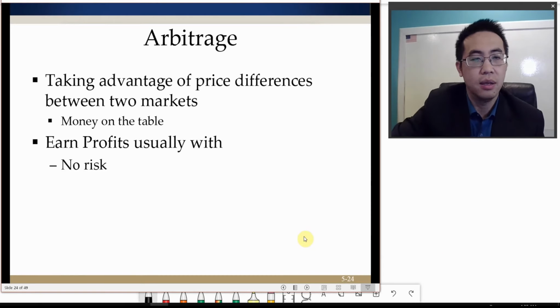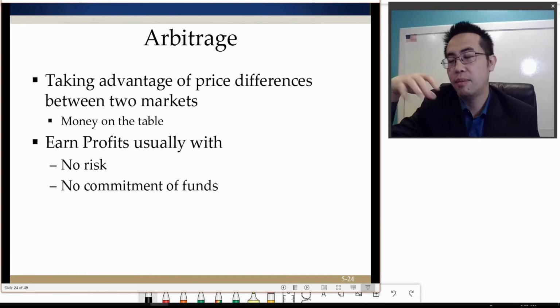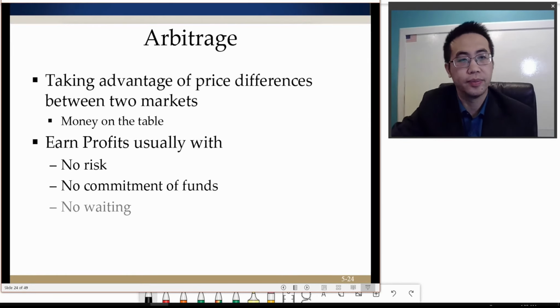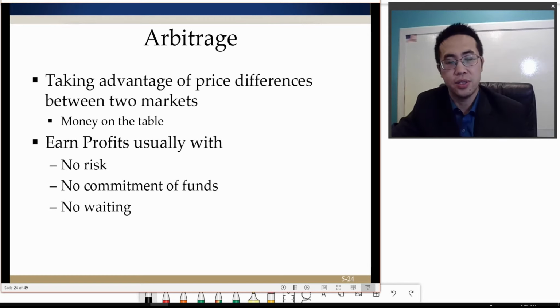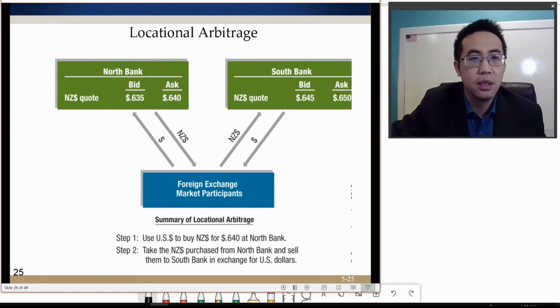It's just like picking money off the table, and there's no commitment of your own funds, so you can just borrow the money, buy things, and then make the revenue, return the money, and then lock in a profit. Okay, there's usually no waiting time, so you get the money instantly. Arbitrage activities in this chapter.